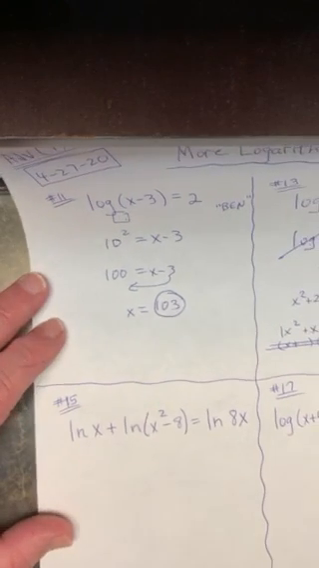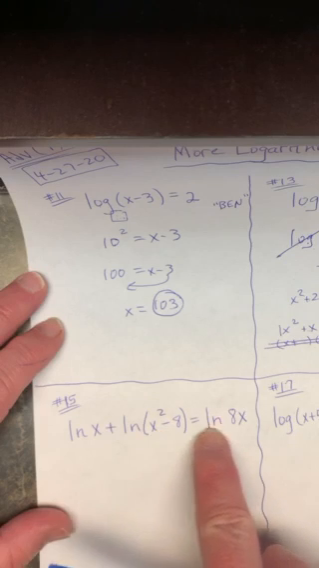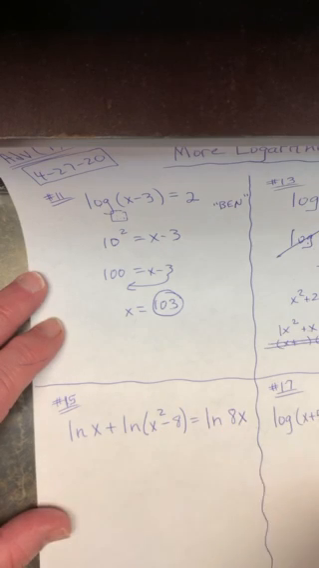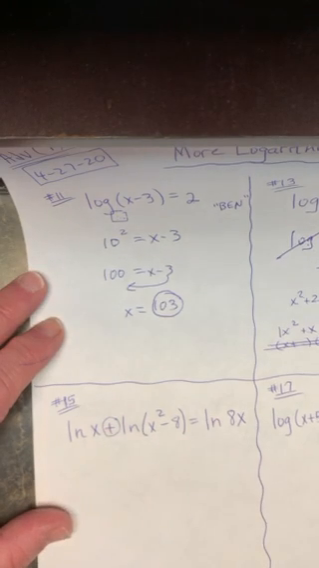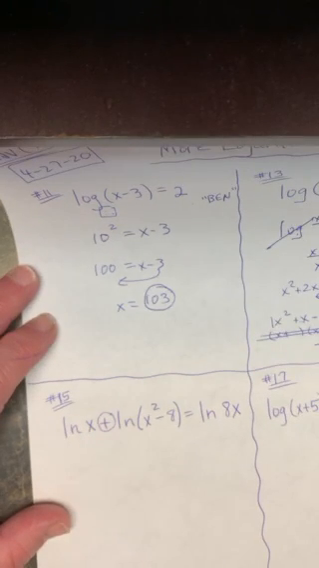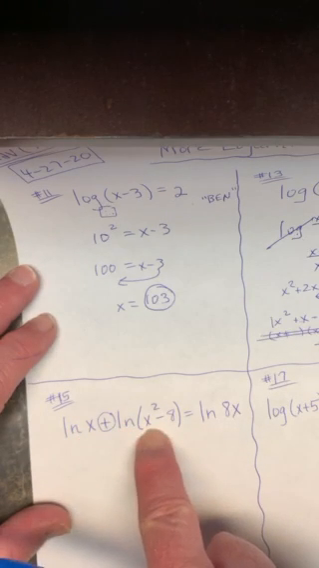Number 15. Oh boy, I got ln x plus ln of (x squared minus 8) equals ln of 8x. Oh, okay, what stands out here? Look, guys, that is a plus sign on the left side. Agreed? I've got the log of x plus the log of (x squared minus 8).